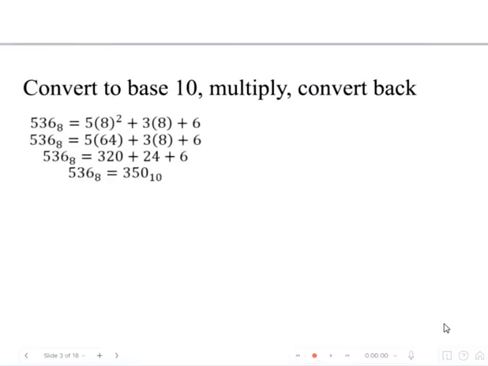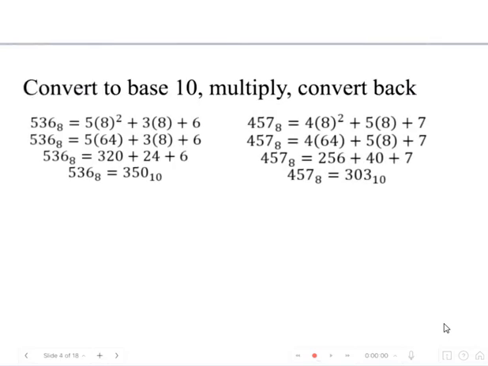So if we have 536 base 8, that literally means 5 times 8 squared plus 3 times 8 plus 6. So the 5 is in the 8 squared place, and the 3 is in the 8 to the first place, and the 6 is in the 8 to the zeroth place. So literally this is 5 times 8 squared plus 3 times 8 plus 6. You do the math, 5 times 64 plus 3 times 8 plus 6. You get that 536 base 8 is the same thing as 350 in base 10.